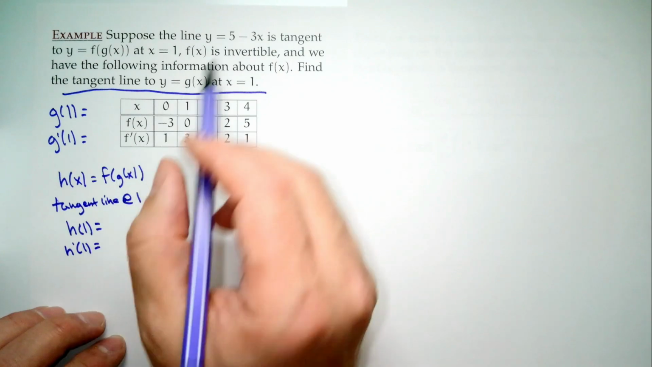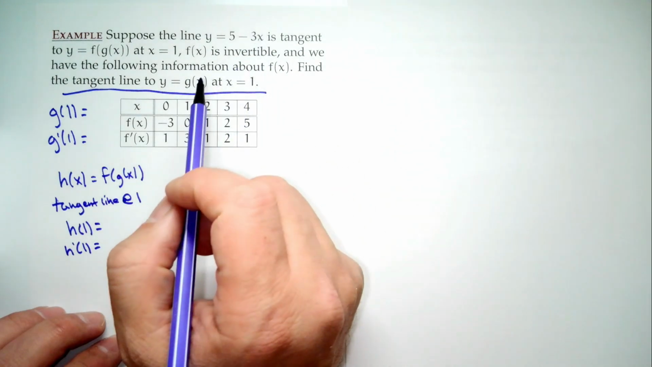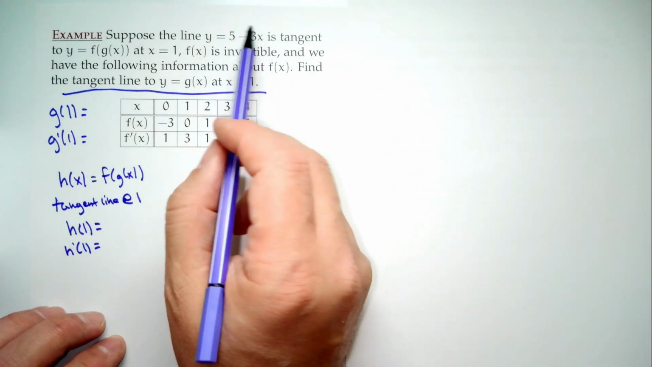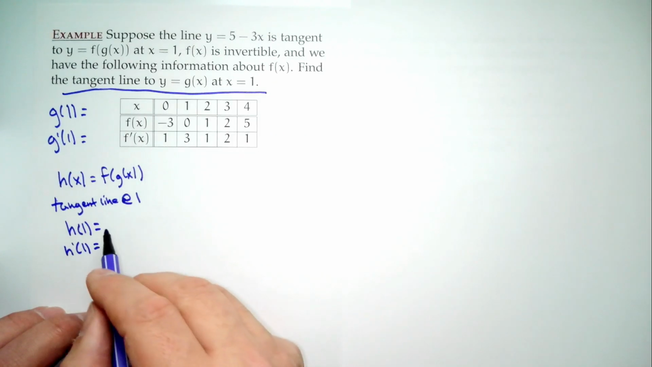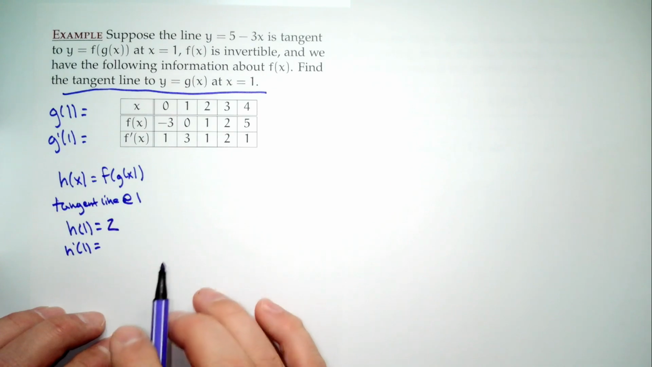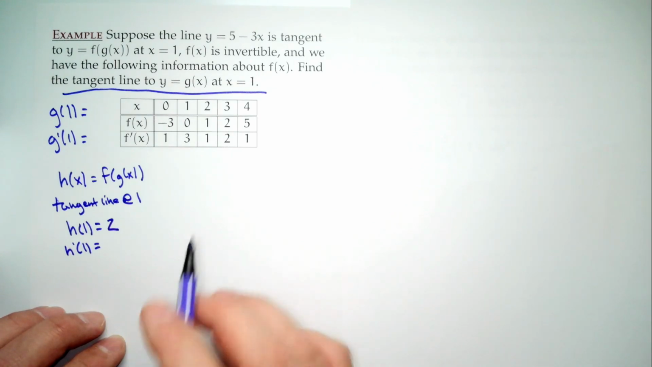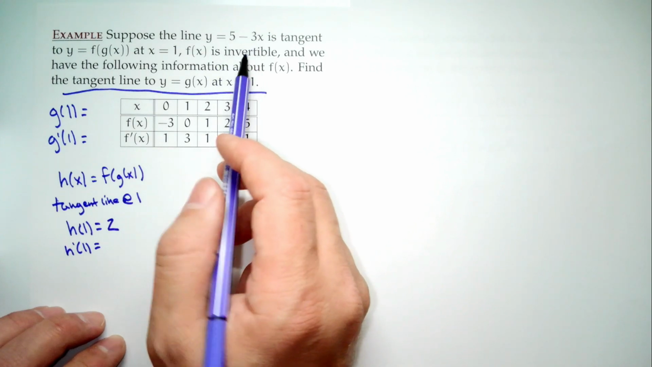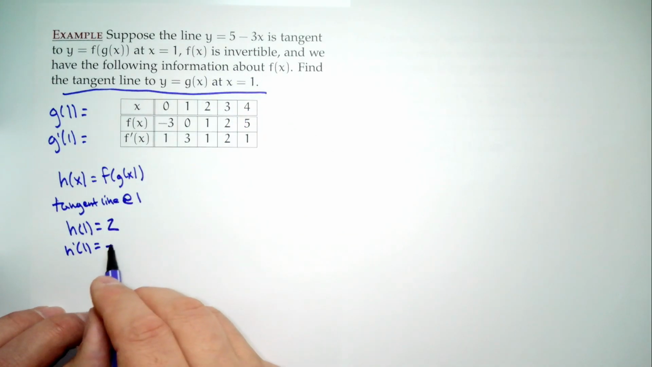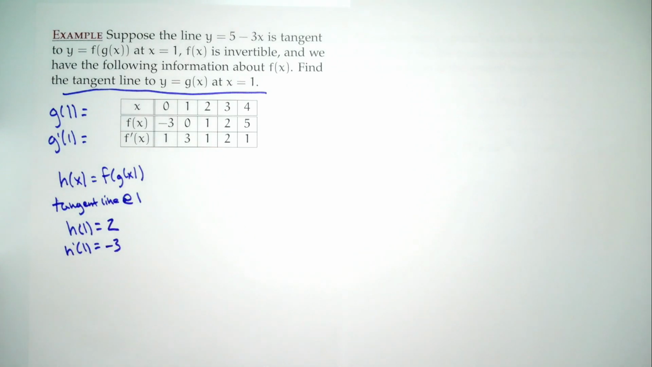h of 1, so we plug 1 into the tangent line. So h of 1 is 2. What is h prime of 1? Negative 3. It's the slope of our tangent line. So we know that h of 1 is 2 and h prime of 1 is negative 3.